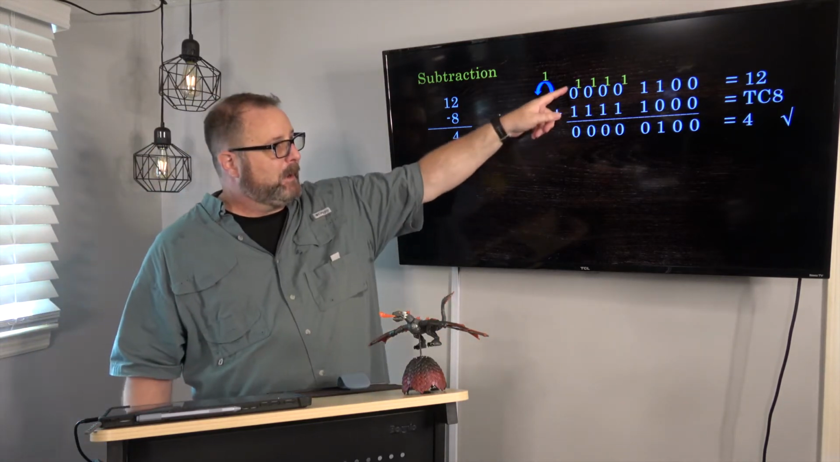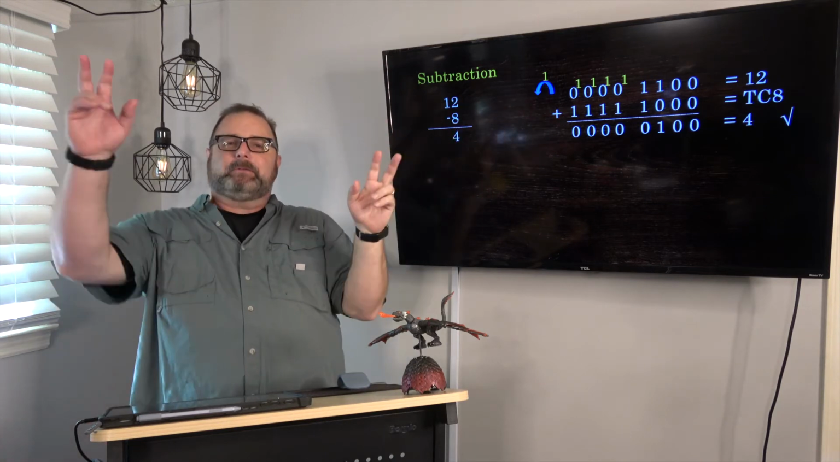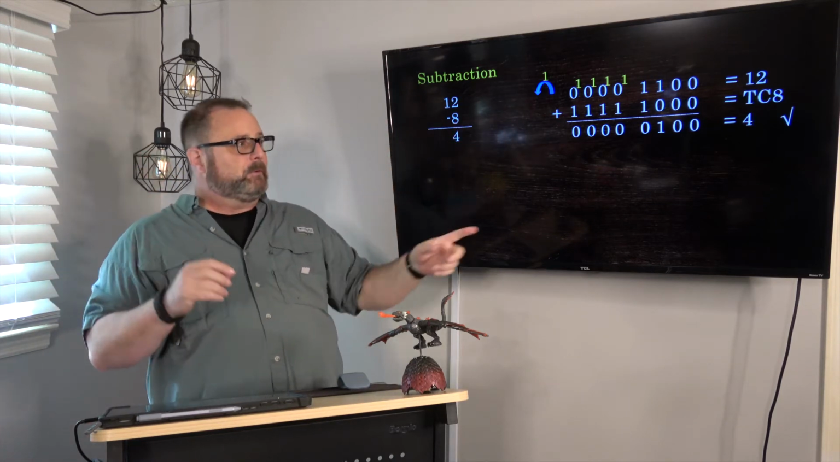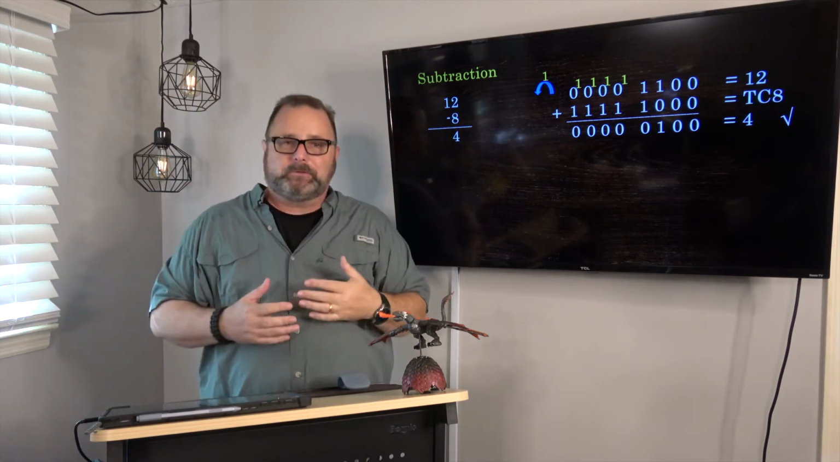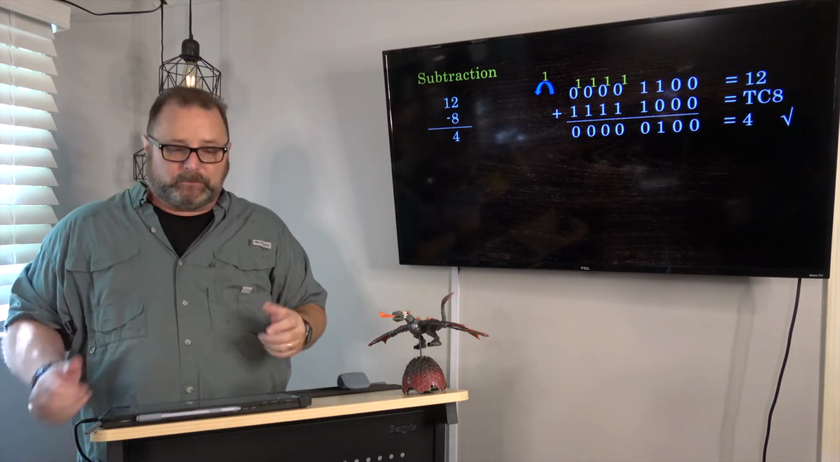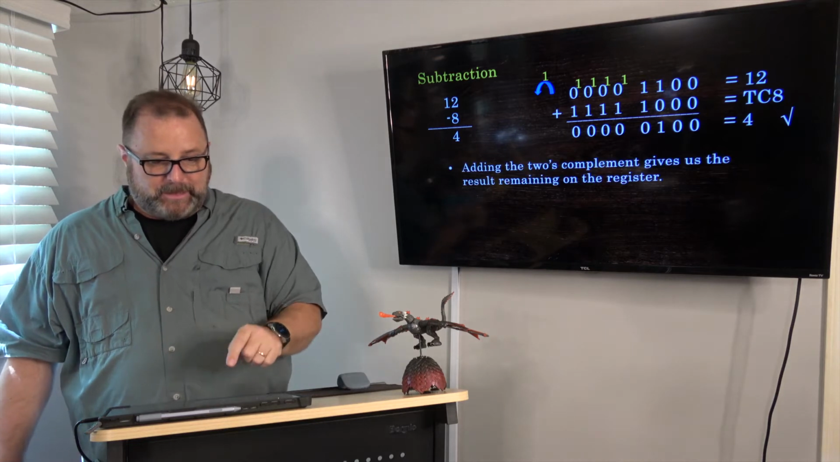We're going to add the 2's complement to that. So this is kind of the negative version, the digital negative version of 8. And it's going to float a bit off the end and leave the result of the subtraction on the register. Okay? And that is how that works.